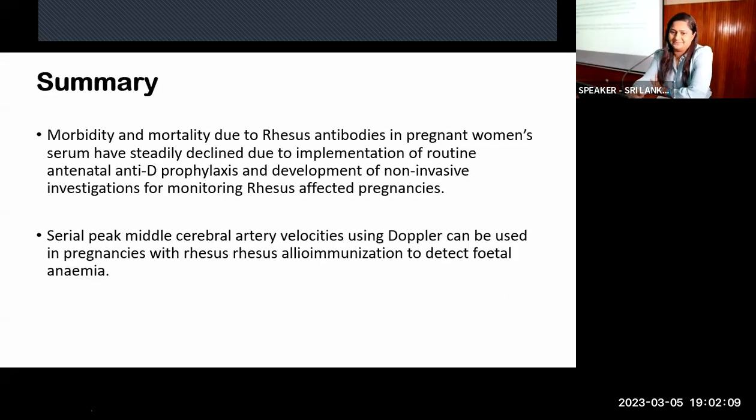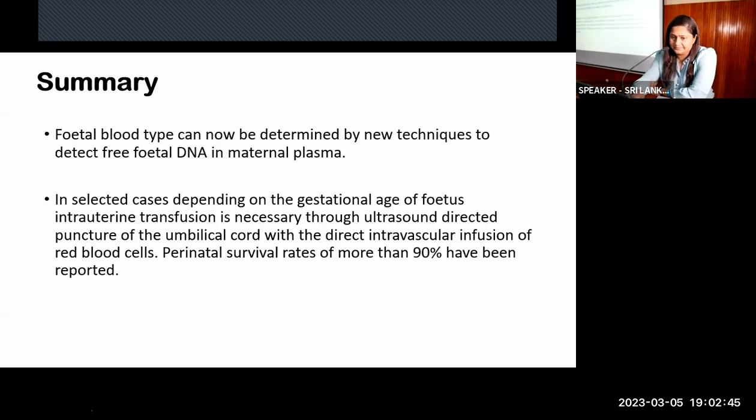Now, in conclusion, morbidity and mortality due to rhesus antibodies among pregnant women have steadily declined due to the implementation of routine antenatal anti-D prophylaxis and also due to the development of non-invasive investigations for monitoring rhesus-affected pregnancies, which is, of course, the MCA Dopplers. Serial peak middle cerebral artery Doppler velocities can be used in pregnancies with rhesus alloimmunization to detect fetal anemia. Fetal blood type can now be determined by new techniques to detect free fetal DNA in maternal plasma.